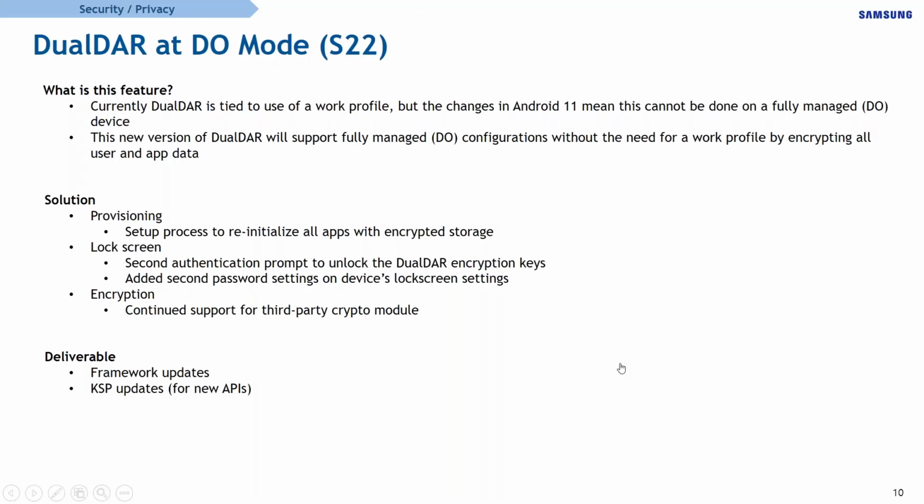So the update is, till now, dual DAR was used only with work profile. But with Knox 3.8, it can be done over fully managed devices too, to encrypt all your user data and app data. So that's the change. Previously, it was used only with work profile. Now it can be used for fully managed devices. I hope it's clear. Sarah, can we go to next?